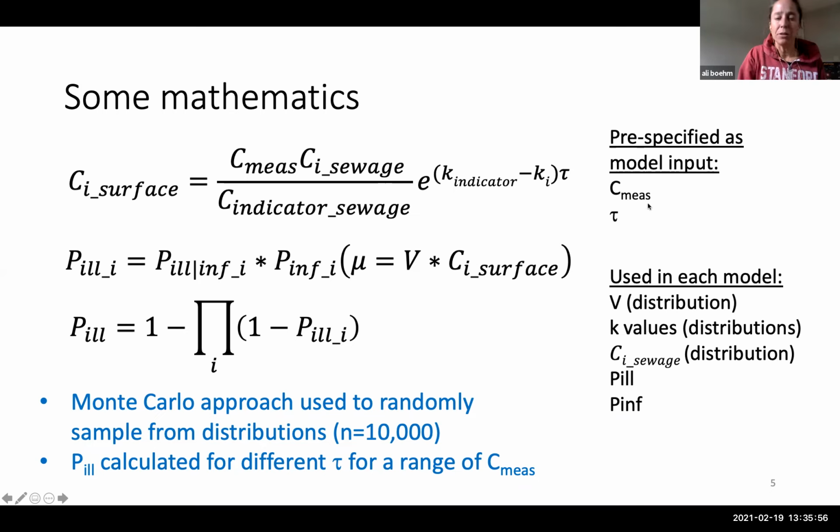For each time we run the model, we specify what C measured is, that is the concentration of coliphage, and the age of contamination tau. Then in each model, we use distributions for the volume, different K values for the decay rate constants, and concentrations of pathogens in sewage, as well as dose response models. I don't have time to provide all of these model inputs in this short presentation, but they're outlined in the paper, and they come from systematic reviews in the literature. We use a Monte Carlo simulation to run each combination of tau and C measured to see what the risk-based thresholds will be for different ages of contamination.